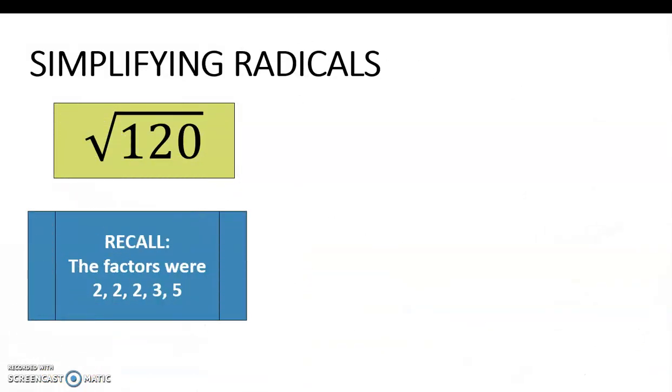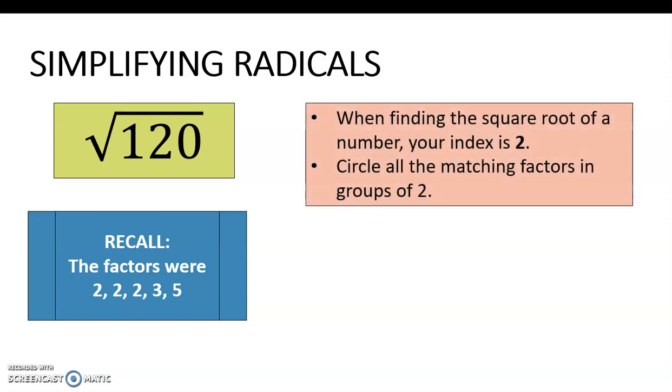Okay, so I have the same number here, 120, and you will recall that we got these factors, 2, 2, 2, 3, 5. Remember when we're finding the square root, that's really the 2 here. We don't write the 2, just your index is a 2. So what's going to happen after you do the factor tree of the number that is underneath the radical sign? You're going to circle all the matching factors in groups of 2. Why am I using 2? Because that's what my index is. My index is 2, so I'm going to circle my groups of 2.